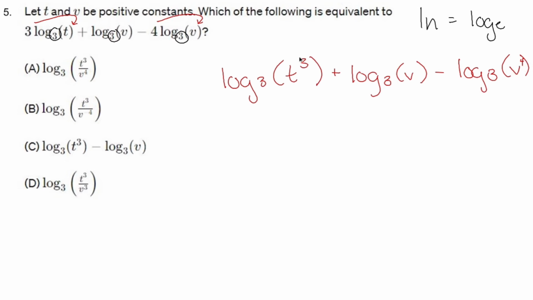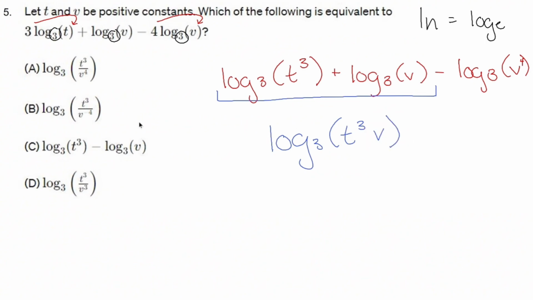Now, if you're wondering, couldn't I have done negative 4 and then move that v downstairs? Sure. But that's not what I did. So I don't know, what do you want me to do? Now, the first thing I'm going to do is move left to right and combine these guys through multiplication of the insides. When you add two logs of the same base, you multiply the insides. So log base 3 of t cubed times v, close parentheses. And then the minus log base 3 of v to the fourth comes along for the ride.